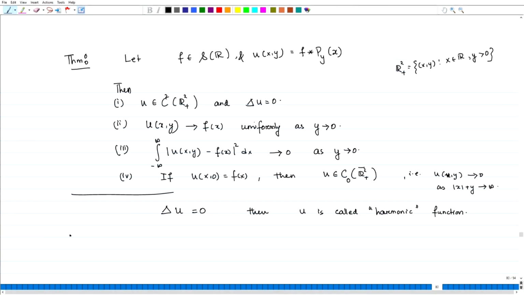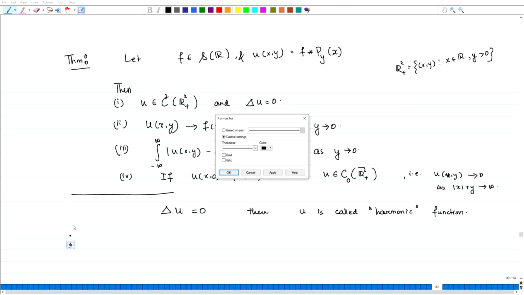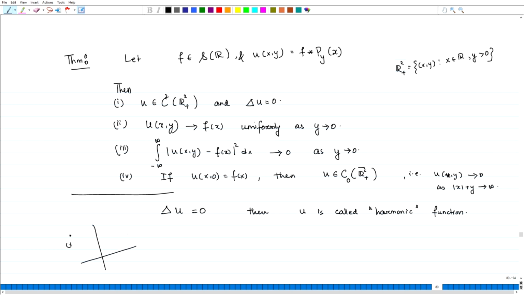One very useful property is that we can actually capture this function by knowing its values. Suppose I have a point x comma y in the upper half plane. You are given that u is harmonic, and then by knowing the value of u on the boundary, I can determine the value of u at the inside point. What precisely does that mean? This is called the mean value theorem.